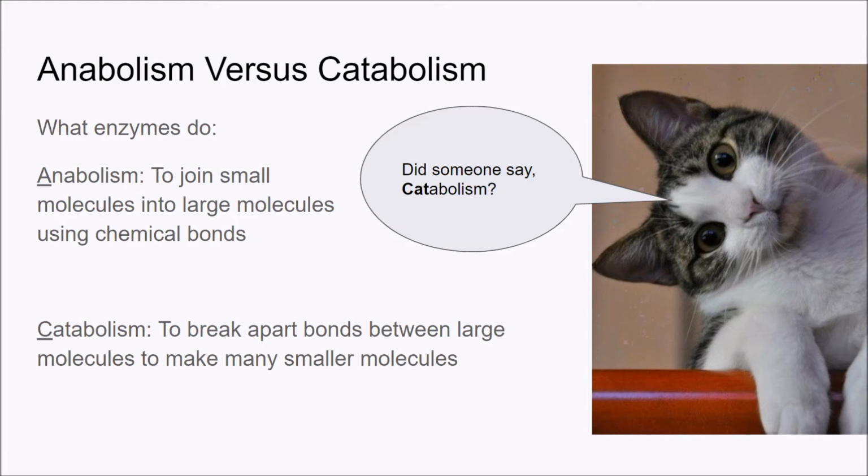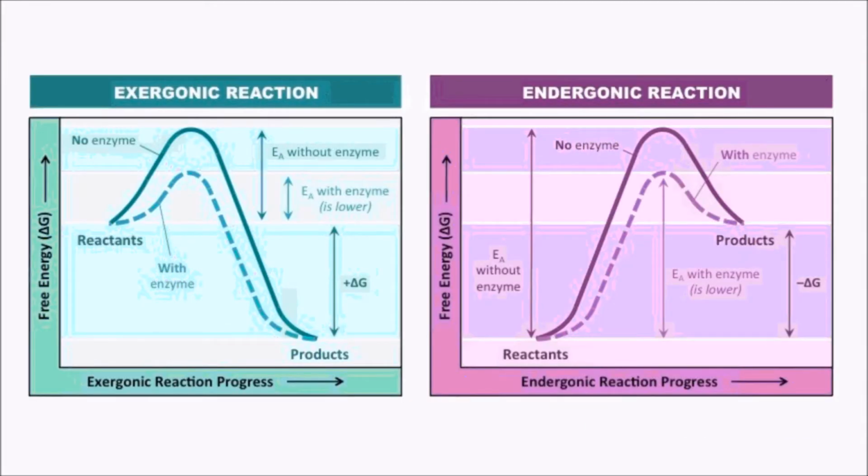So catabolism would be more like respiration, where we break apart the large sugar into smaller pieces in order to help to phosphorylate ATP. So here we can see, exergonic reaction, free energy, that would be more like our catabolism. Endergonic reaction would be more like our anabolism. And we can see that with the enzyme, it takes less energy both times than without the enzyme to make this occur.